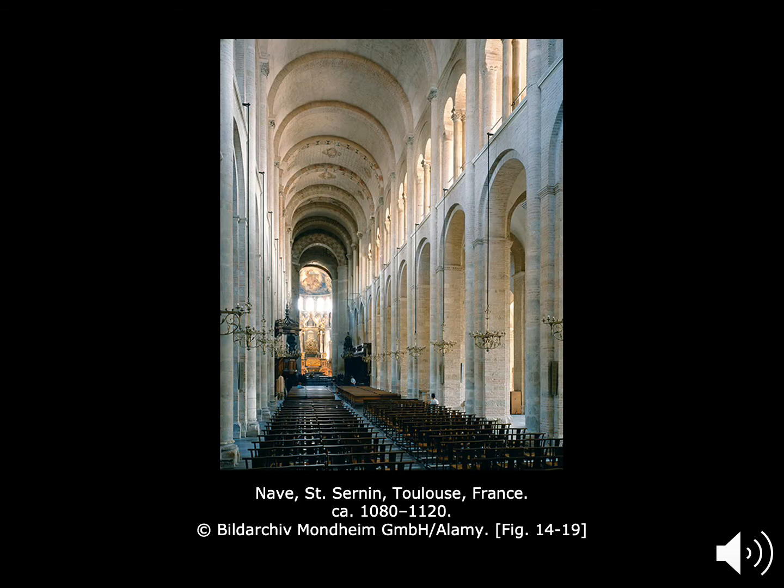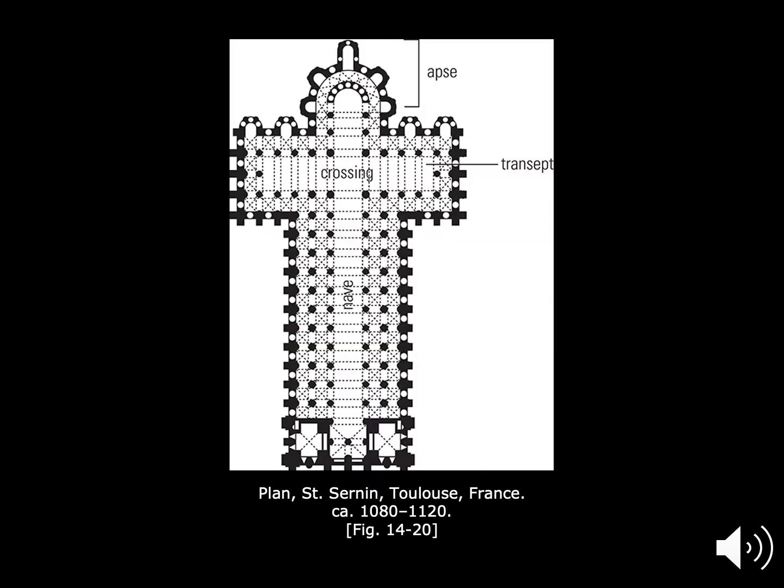The barrel vault at St. Sernin typifies Romanesque architecture. Every measurement is based on the central square at the crossing, where two transepts cross the length of the central nave aisle. The apse at the end of the church is topped by a Roman half dome.